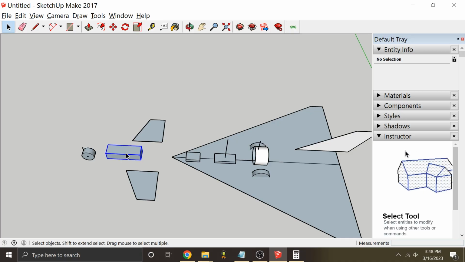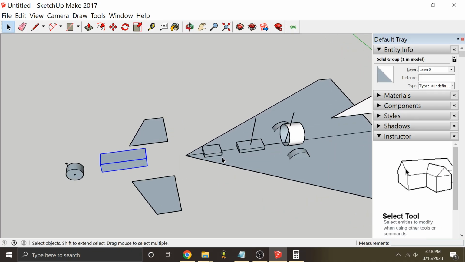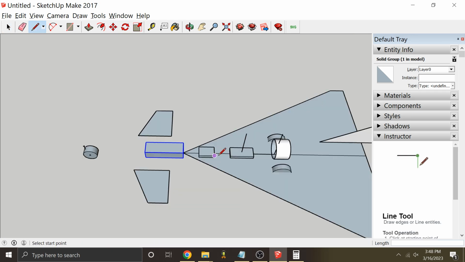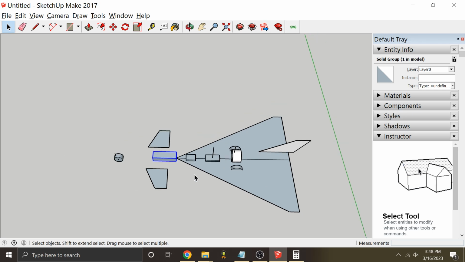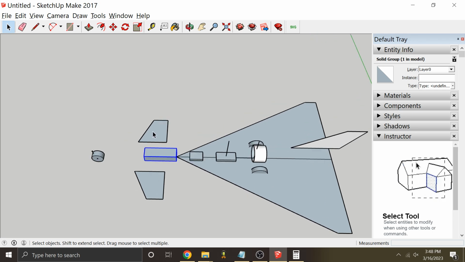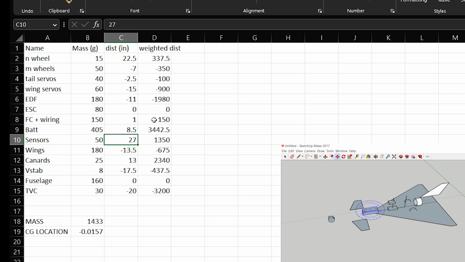So what I can start doing is playing around with the locations of stuff to try and move that CG backwards. Another thing we can do is alter the airplane aerodynamically so that the CG could be further forwards and meet the CG that we currently have. That would be like enlarging the canards or making the main wing smaller, stuff like that.